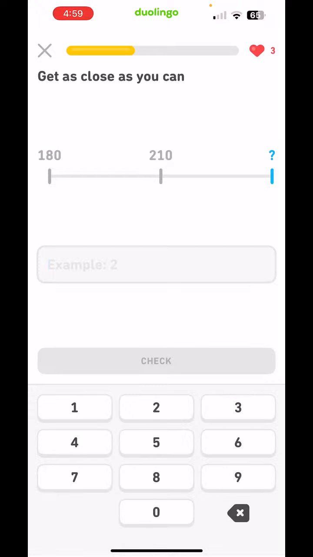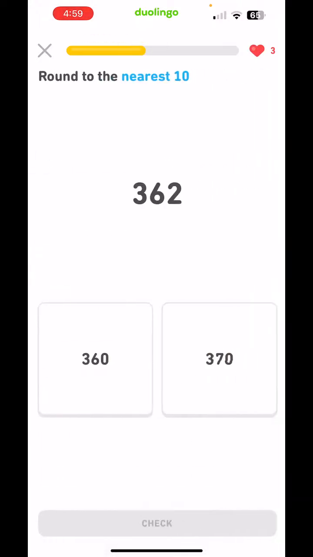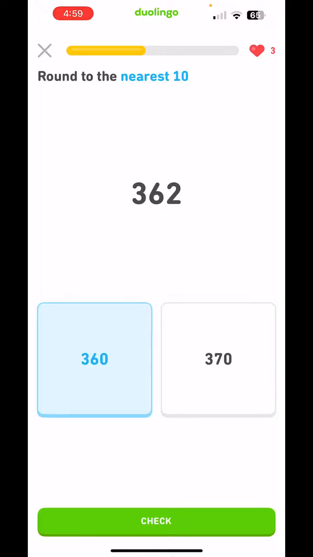Get as close as you can. Okay, let me do a little math on my paper here. So 210, 180, that's 30. So 210 plus 30 is 240. So that's going to be my estimate. All right. Round to the nearest 10. 362, that would be 360.